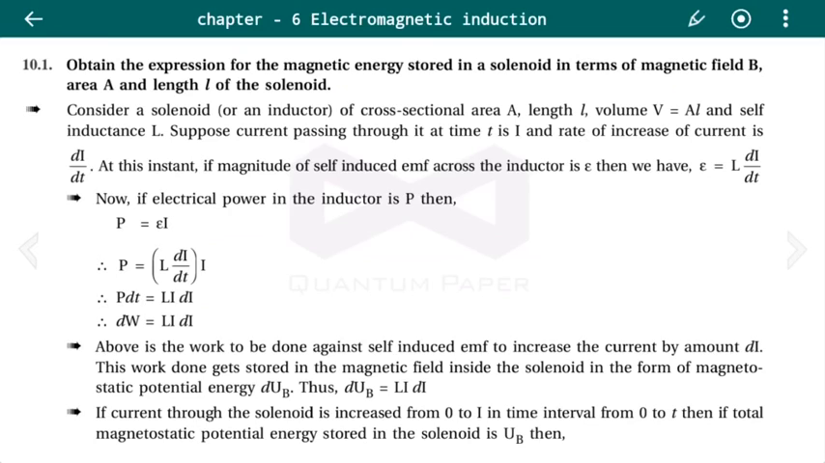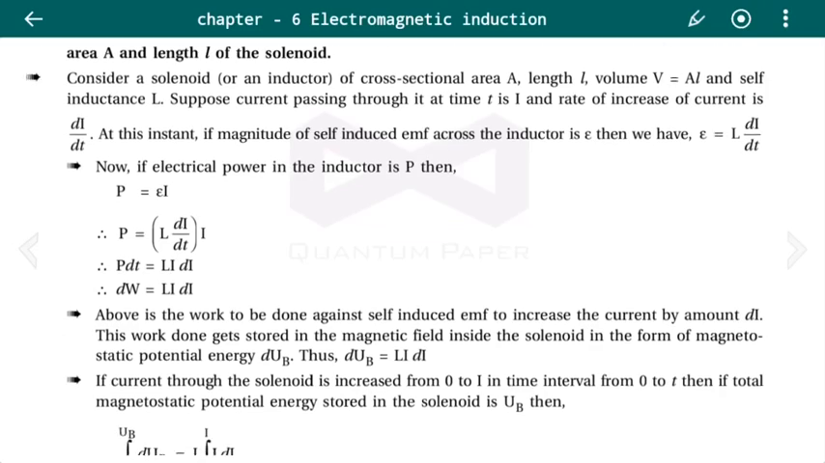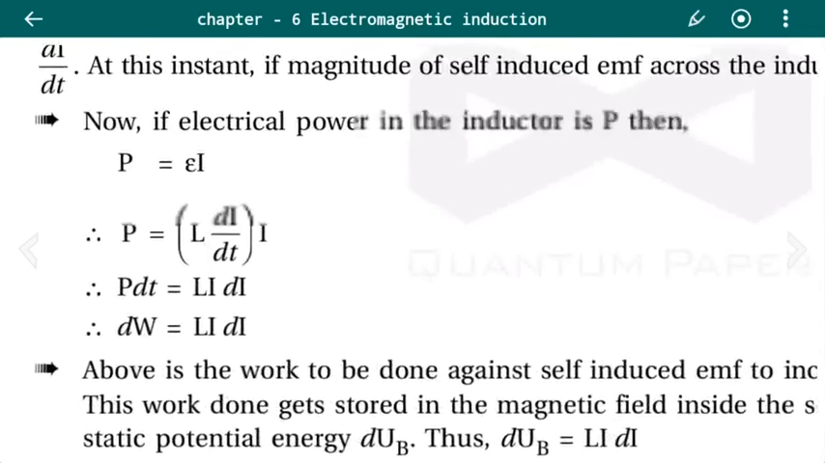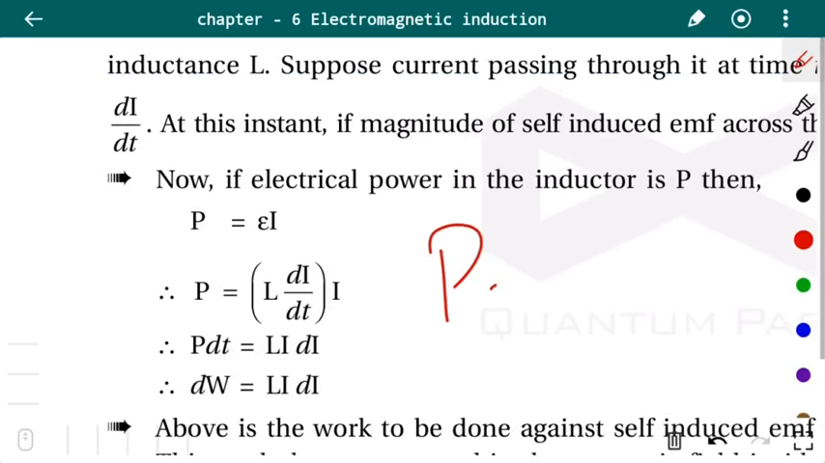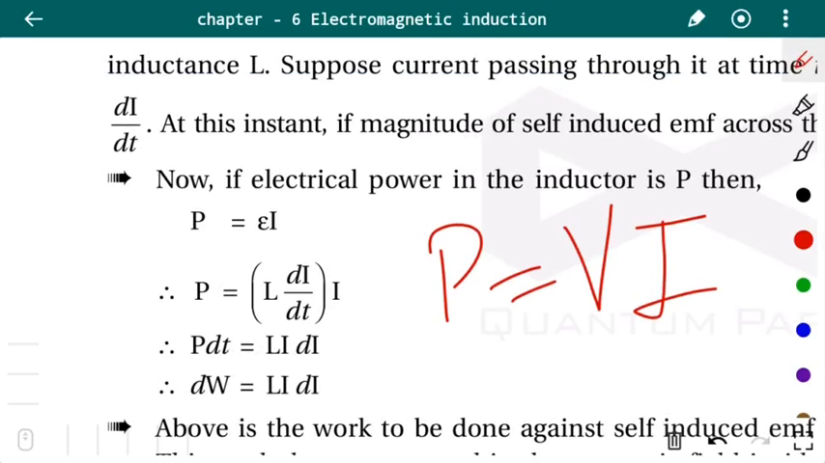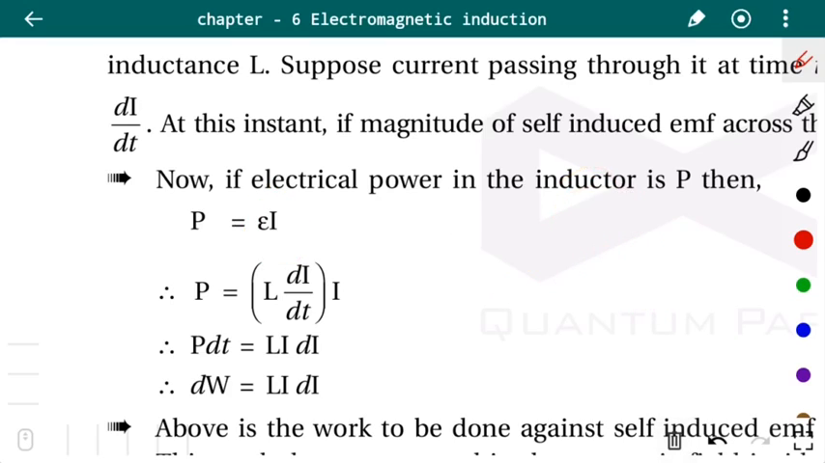epsilon equals L di by dt. Now, if the electrical power in the conductor is P, then P equals epsilon I, because we know that the general equation for the power is potential difference into the current. So, instead of the potential difference over here, we are using the induced EMF. So epsilon I, and we know the formula for the induced EMF, that is L di by dt. So P equals L di by dt into I.